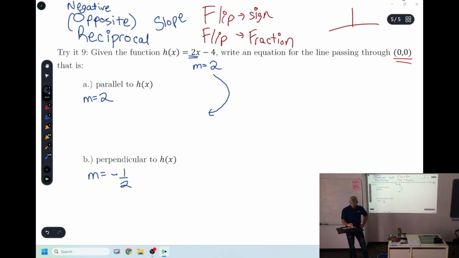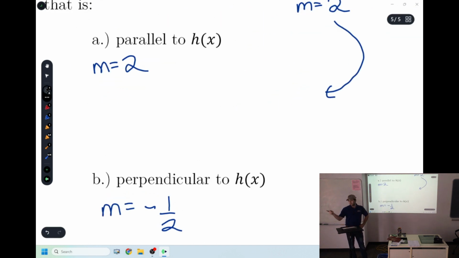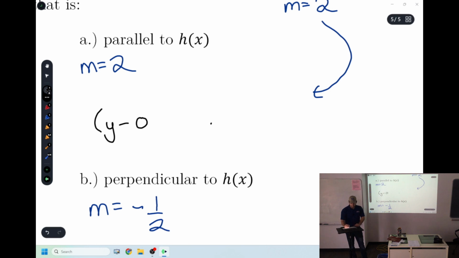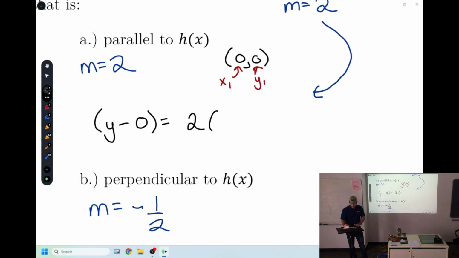One at a time, probably. I'm doing point slope because we need to see it again, even though that is the y-intercept, so we could go straight to it. So y minus 0. Oh, you're right, good call. Hang on. We have the point 0, 0, right? Might as well label it x1, y1, equals 2, x minus 0, which means y equals 2x.